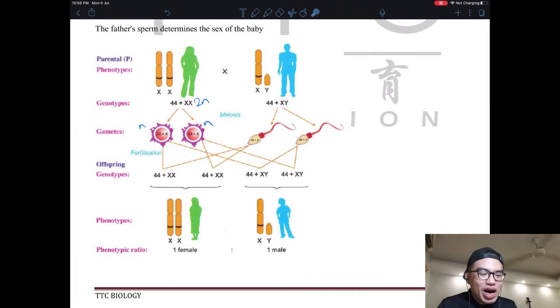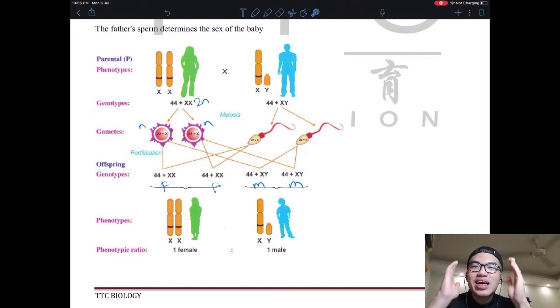So how many percent of the sperm here? 50% X, 50% Y. So when I combine, remember 1, 3, 1, 4, 2, 3, 2, 4. The first child is 44XX female, I'll write an F here. 44XX female, 44XY male, 44XY male. So can you see? Giving birth to a female and a male is 50-50. This is genetic. This is inheritance.